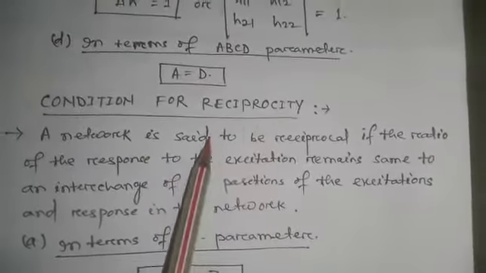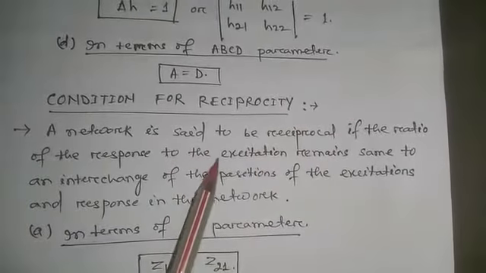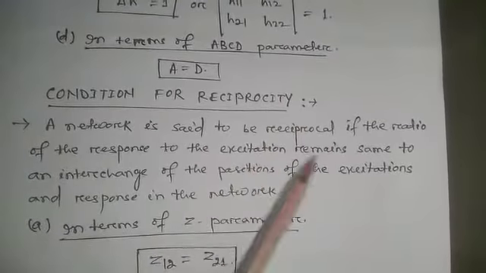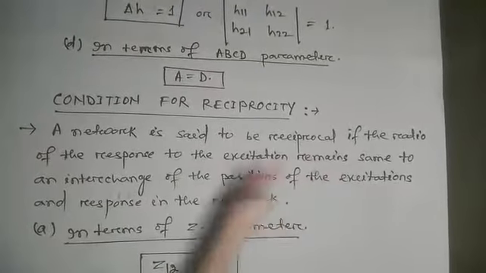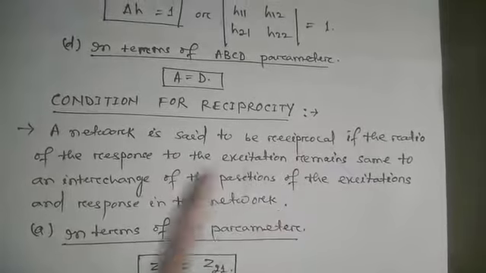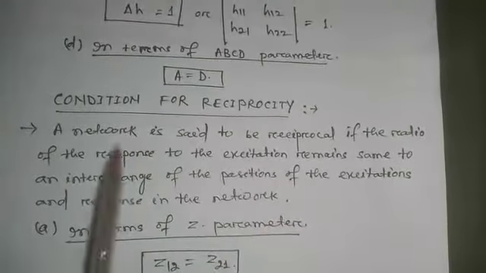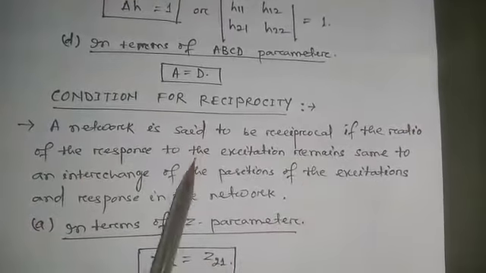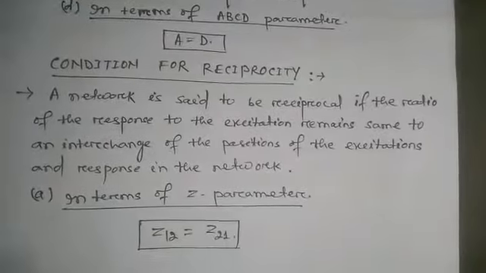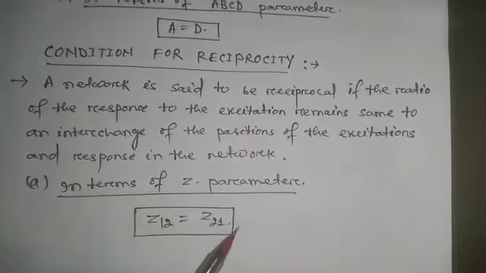Similarly, the condition for reciprocity. A network is said to be reciprocal if the ratio of the response to the excitation remains the same when the positions of the excitation and response in the network are interchanged. That is the condition for reciprocity. In terms of z parameters, z12 is equal to z21.